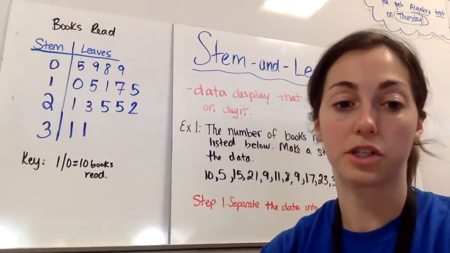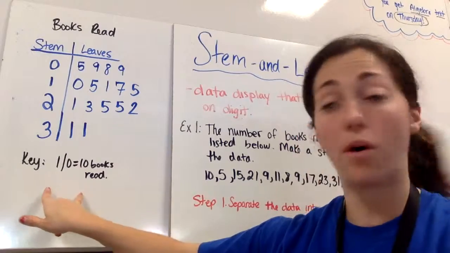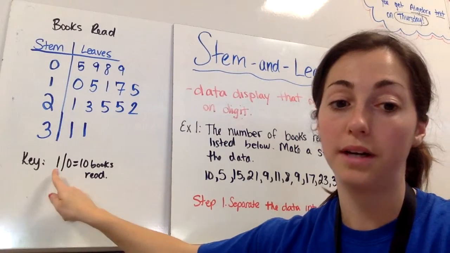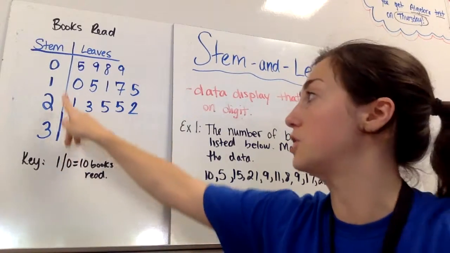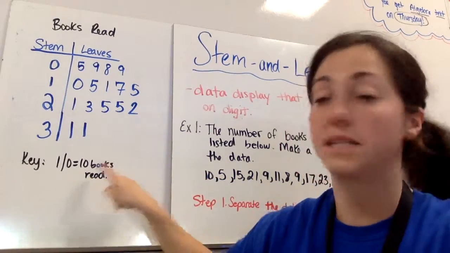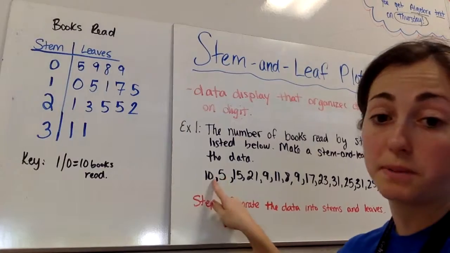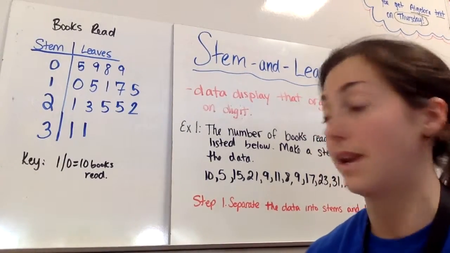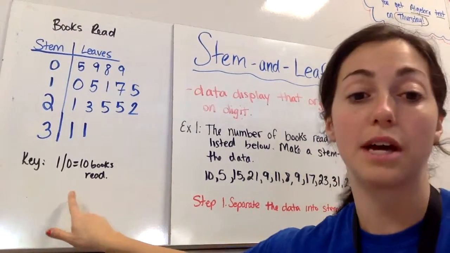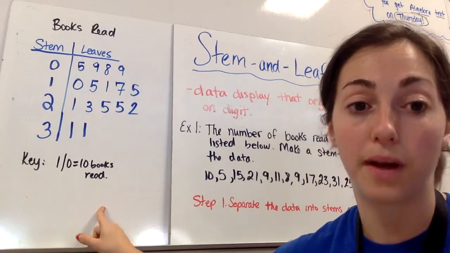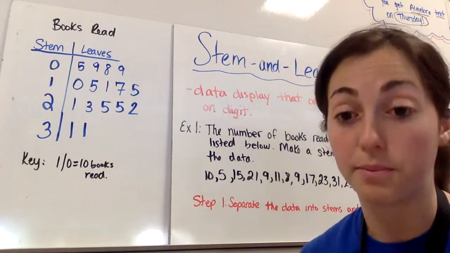And more importantly, before we even order them, you have to always have a key of what this means. 1 bar 0, or 1/0, means 10 books read. That's the information here. It's 10 books. I just picked this number because it was my first one. I could have put any key. I could have put 2/1 equals 21 books read, or 0/5 means 5 books read.